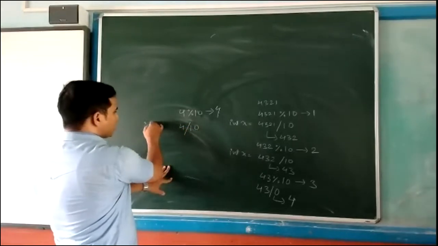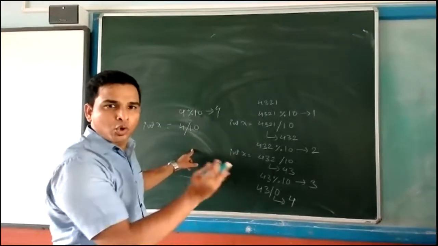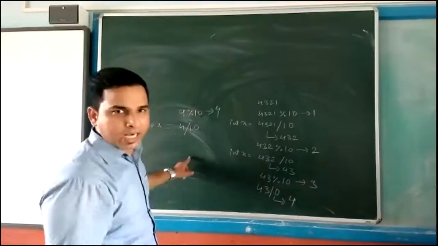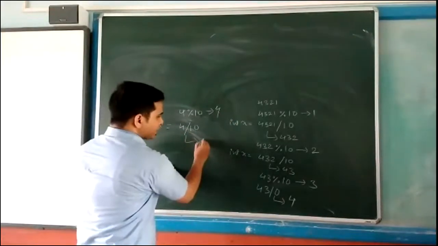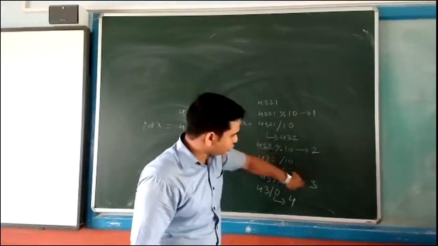If I store this in integer type, then the answer will be 0.4. So 0 will be saved and 0.4 sliced out. So the final value is 0. That's all. Now see the reverse: 1, 2, 3, 4.